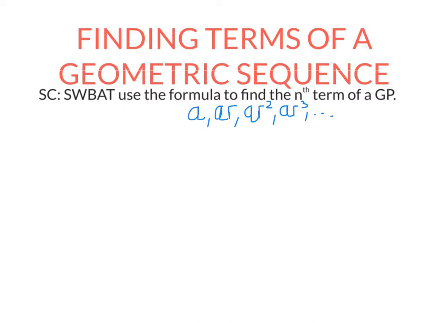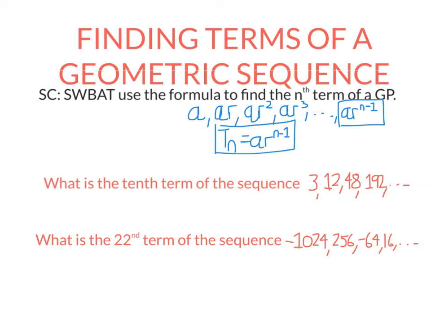So I'm sure you can see a pattern here. First term's A, second term is AR to the power of 1, third term AR to the power of 2, so the nth term will be AR to the power of n minus 1. And this is the formula to find the nth term of a GP. So that's the formula we'll use throughout this video. To use it, you need to know A, the first term, R, the common ratio, and N is obviously the number of the term you're interested in. So let's have a go at these questions here.